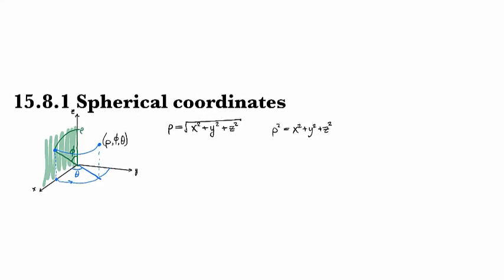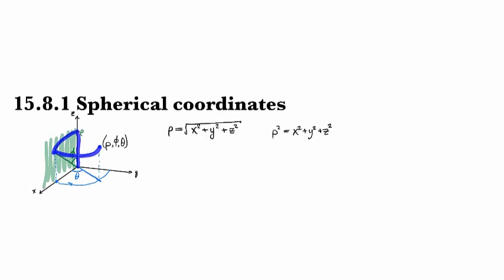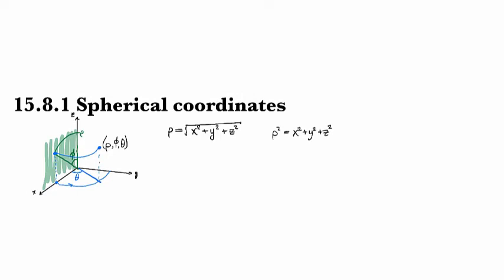Okay, so once again, just to review, you go up toward the North Pole by distance rho, and then you swing down over the positive x-axis, and then you rotate that whole thing counterclockwise in the xy plane until you get to the point that you're interested in. That's how we describe the point with coordinates rho, phi, and theta.